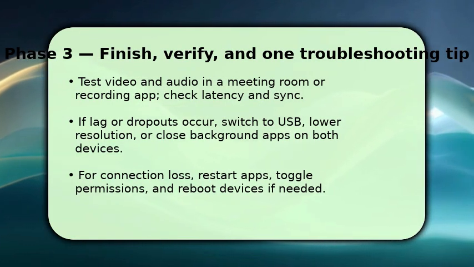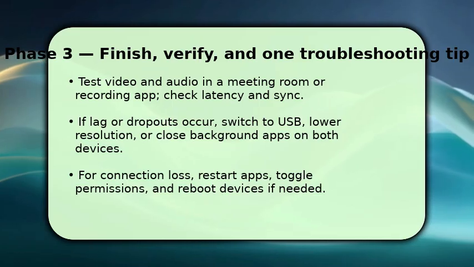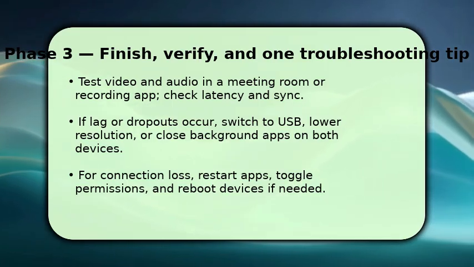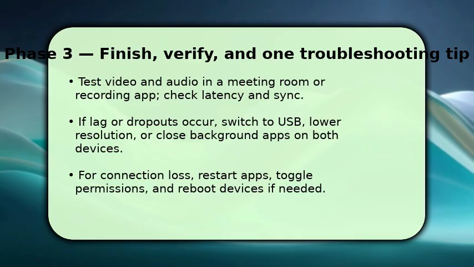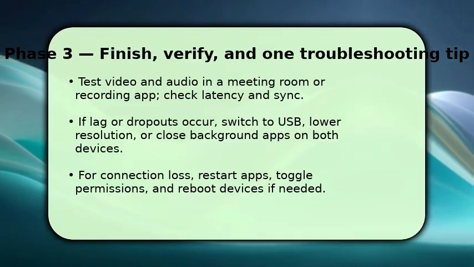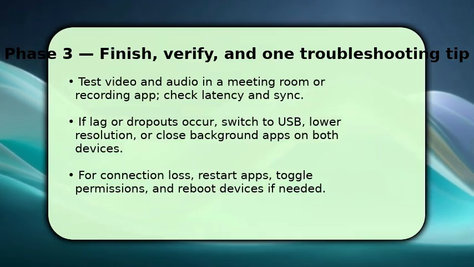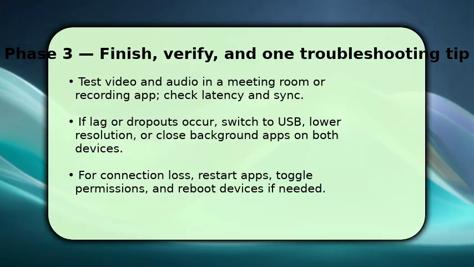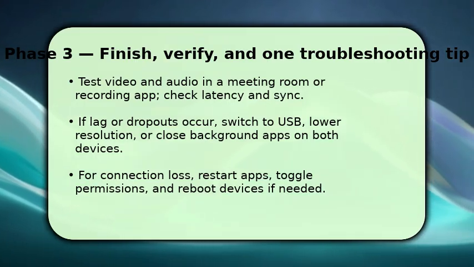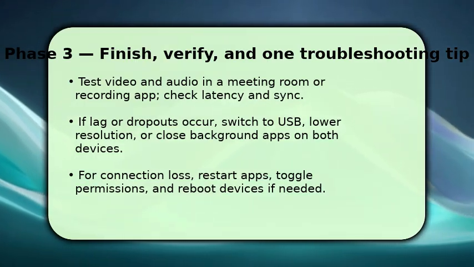If you see lag, switch from Wi-Fi to USB tethering, reduce resolution, or close CPU-hungry apps on both devices because performance improves when resources are freed. If the feed drops, restart the phone app and desktop client, recheck permissions, and reboot the phone as a last resort.